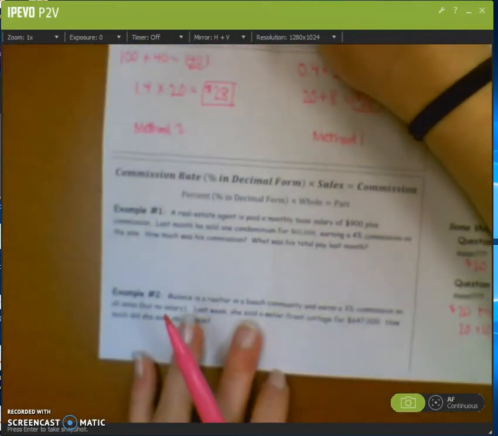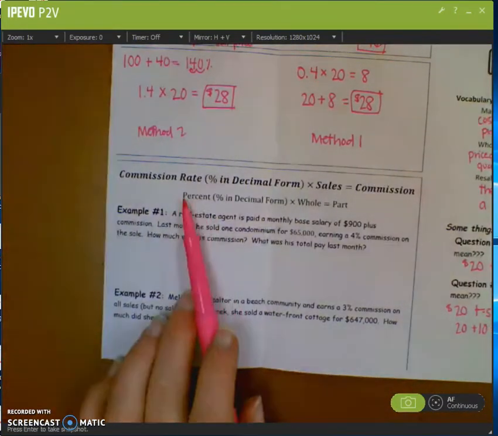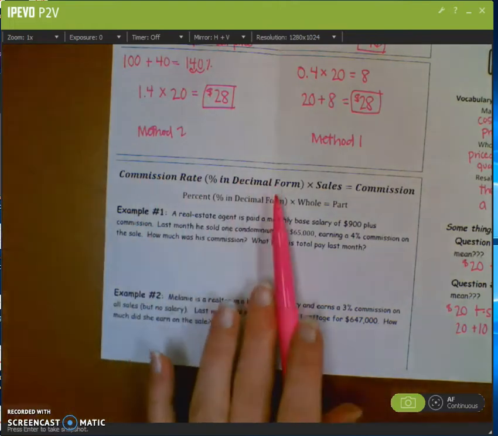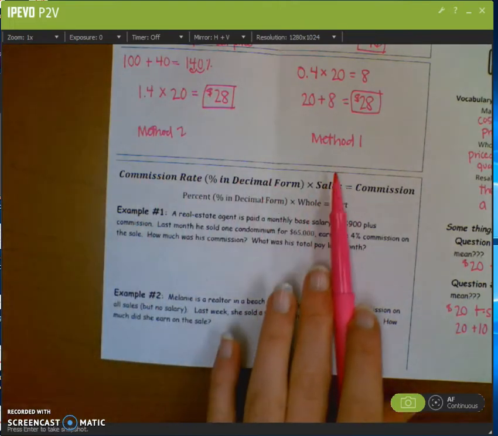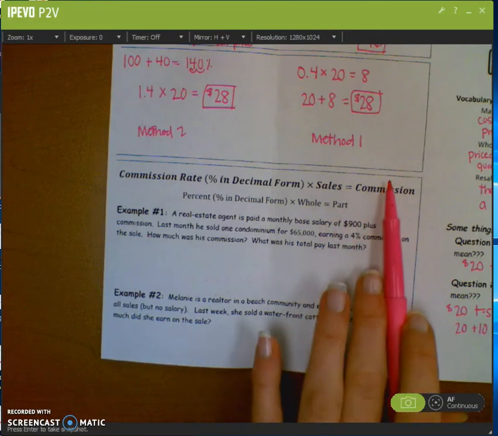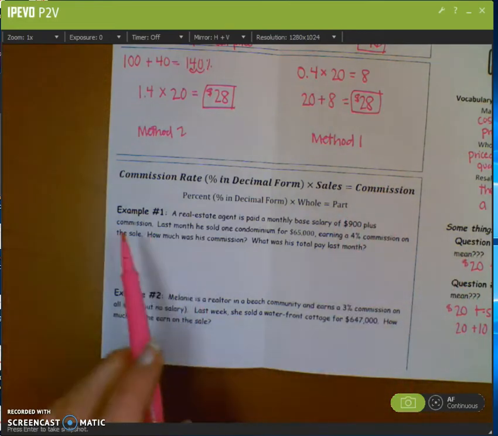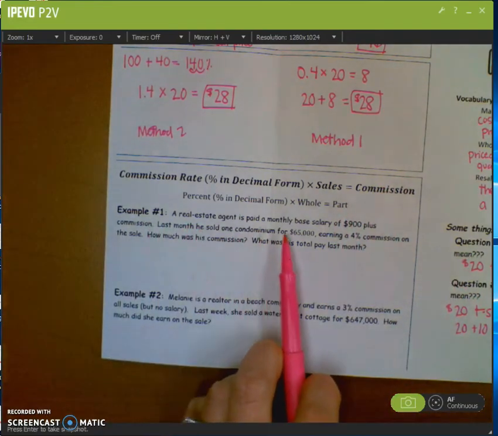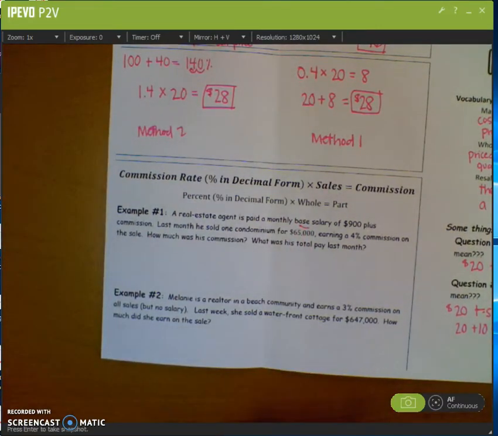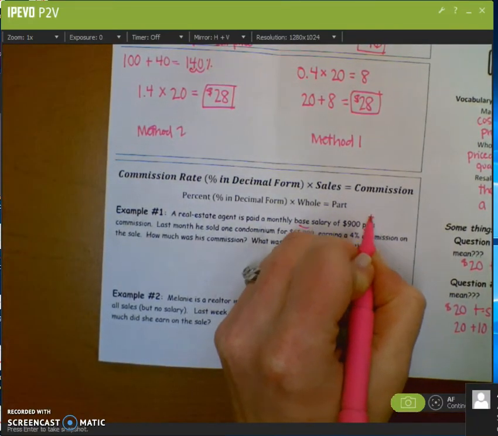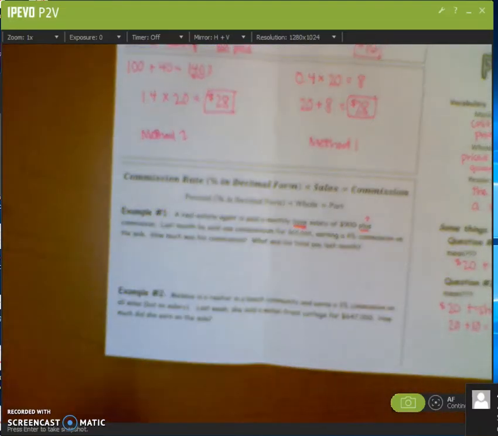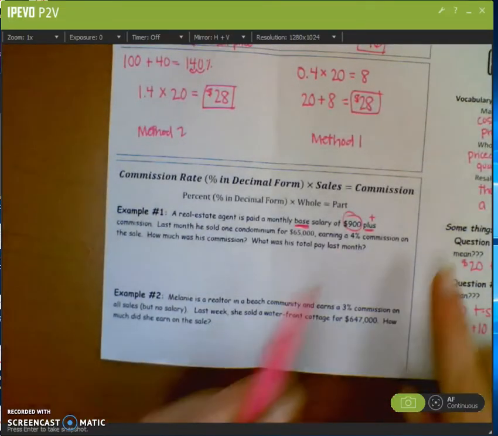When I open up, you can see percent times the whole equals the part, or commission rate in decimal form, times the sales, which is the whole number that they pay, is equal to the commission, which is the part that they earn. So example number 1, a real estate agent is paid a monthly base salary of $900 plus commission. So plus means to add. Base salary is an important word for me. $900 is the base plus commission.